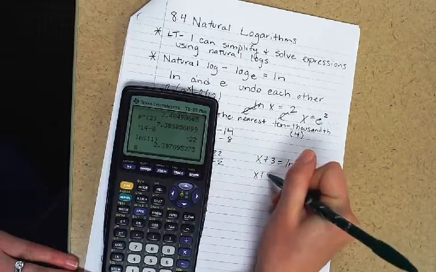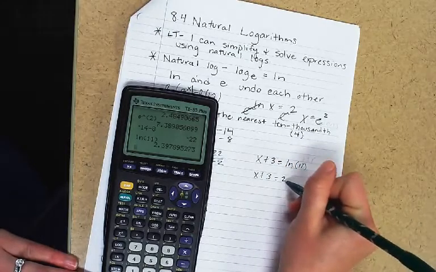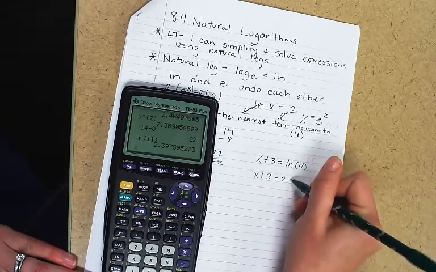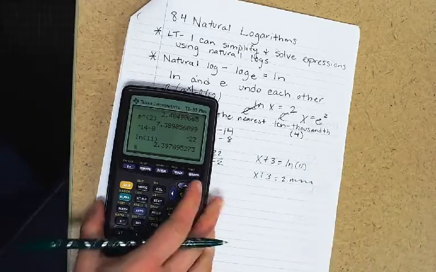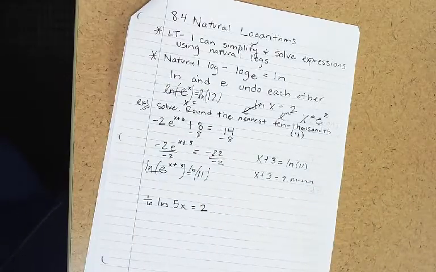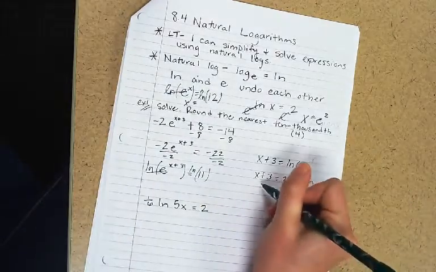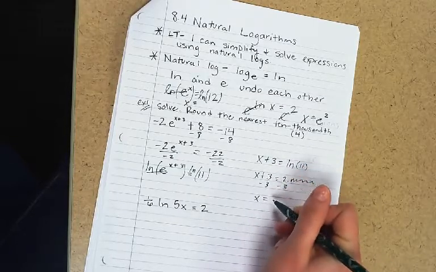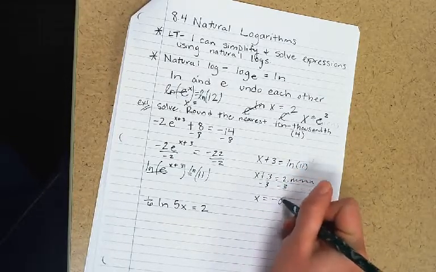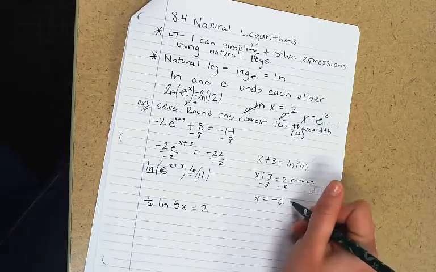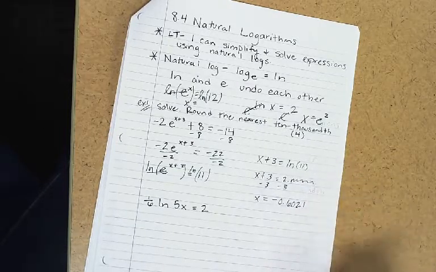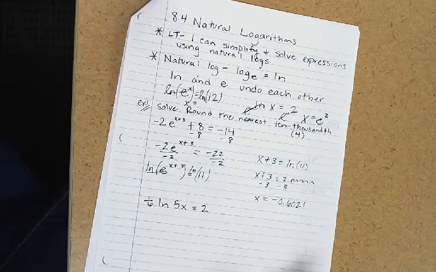So x plus 3 equals 2 point something. I'm just going to do the squiggle thing again, and then we're going to round our answer at the very end. So then the last thing we're going to do is subtract 3 from both sides. So x is about negative 0.6021 if we're rounding to the nearest 10,000th there.